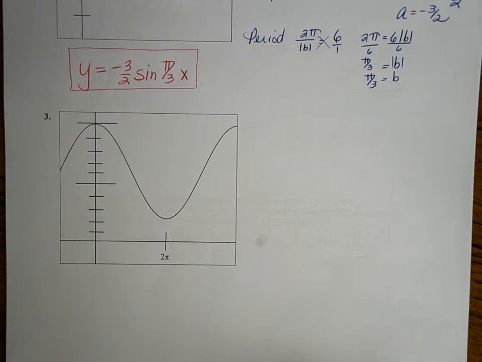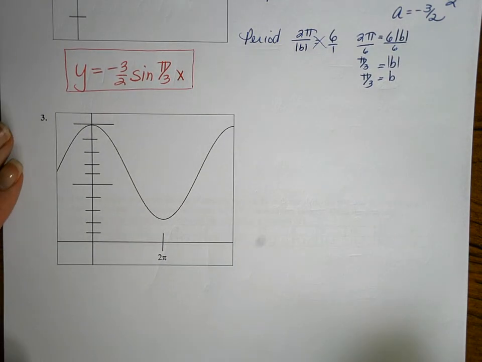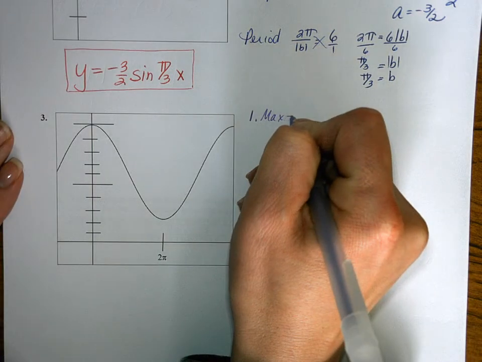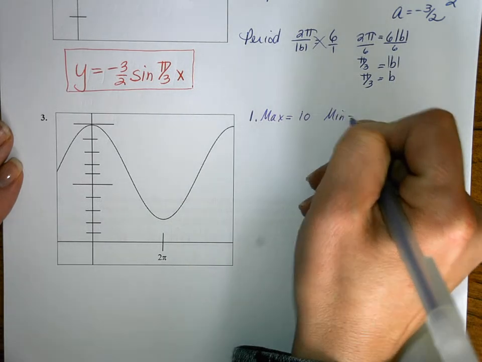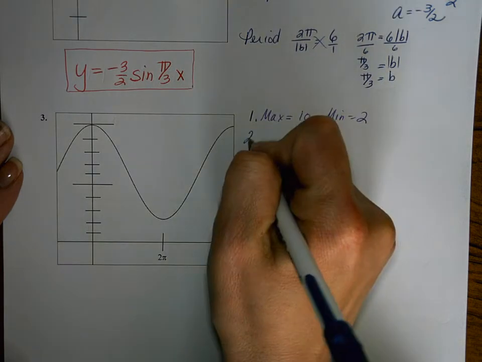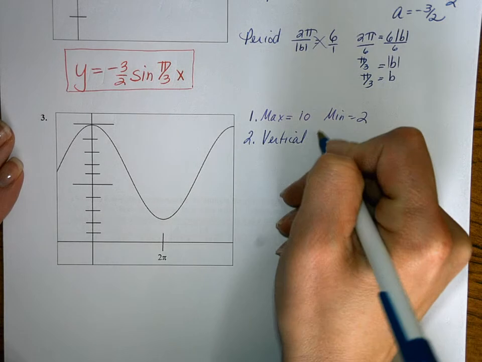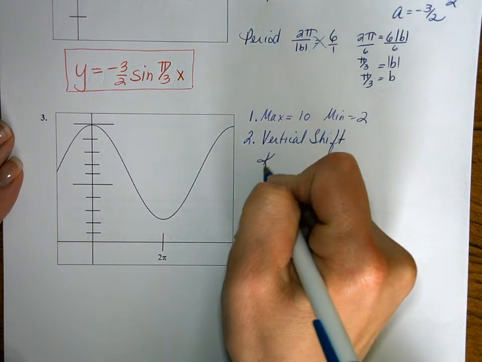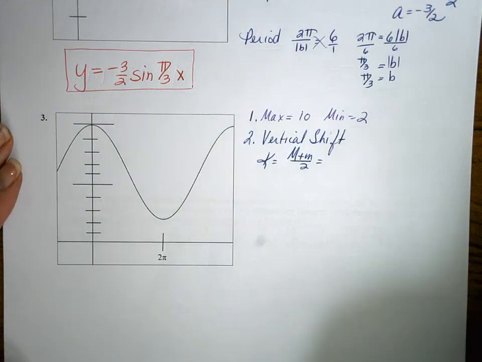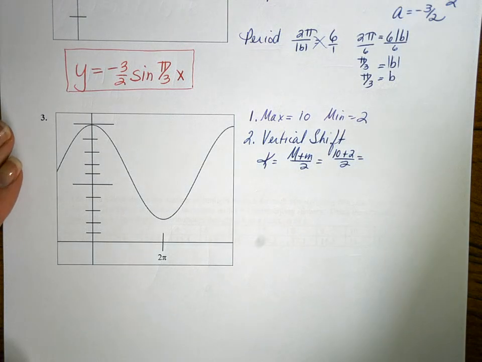Okay, so where do we start? All right. What is my max? 10, and what's my minimum? 2. Yep. So where do I go from there? What's the second thing I need to do? I need to find out if there is a vertical shift. My K value, the vertical shift, is the maximum plus the minimum divided by 2. So my maximum's 10 plus my minimum of 2 divided by 2, which is 6. So my K value is 6.